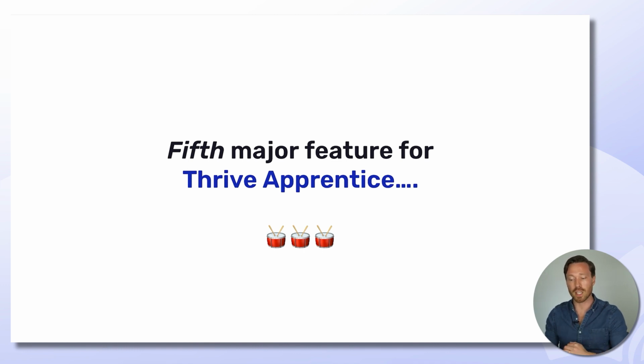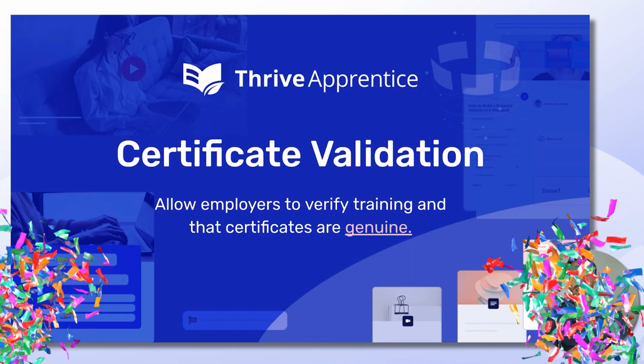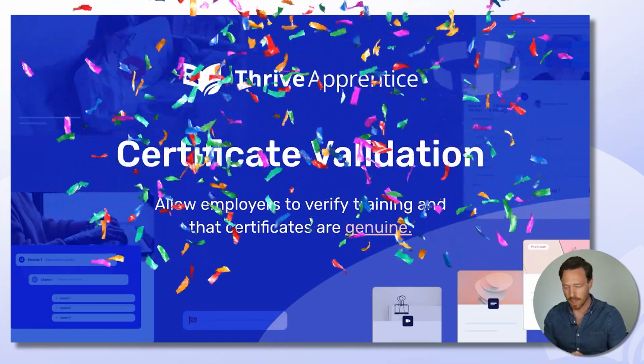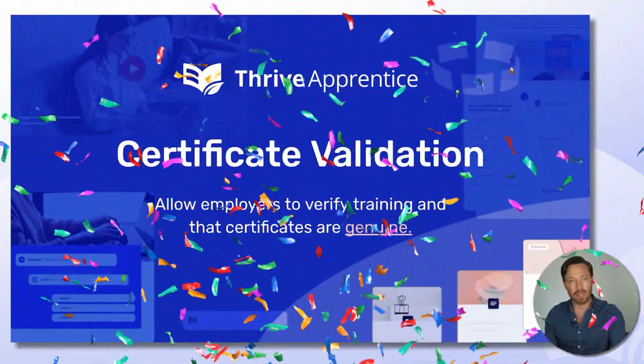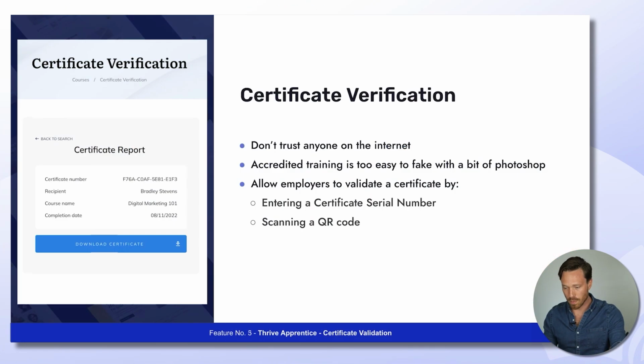And the fifth major feature for Thrive Apprentice is certificate validation. This is a way that employers can verify training and that certificates are genuine. We realize that in today's day and age, you can't really trust anything that you find on the internet. Accredited training is too easy to fake with just a little bit of Photoshop.